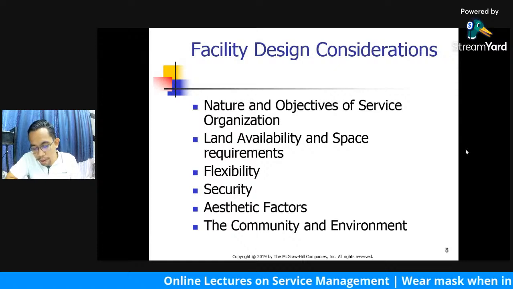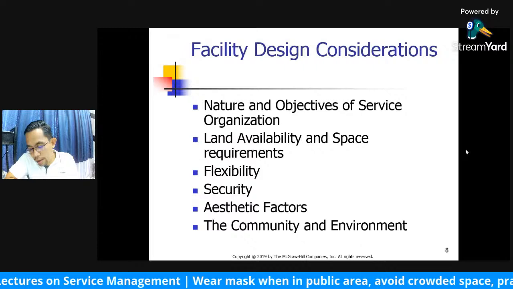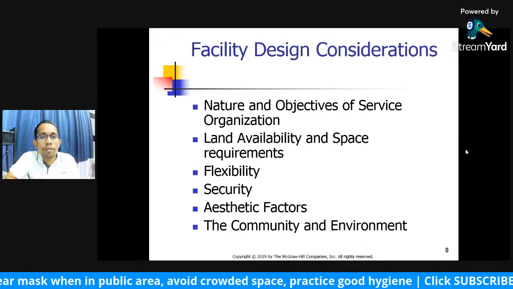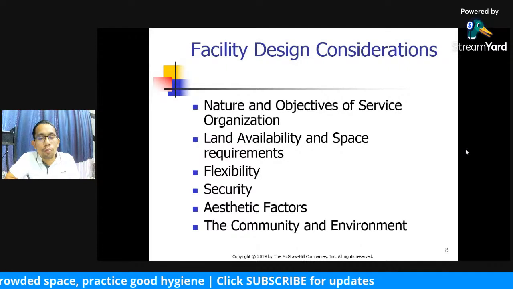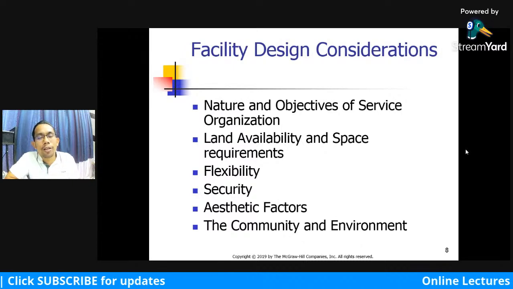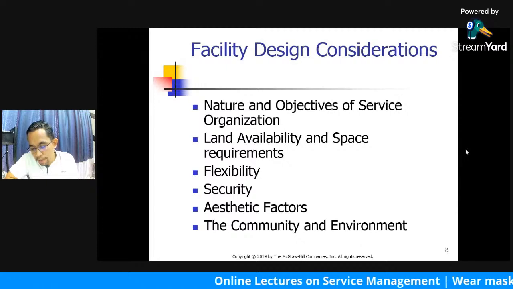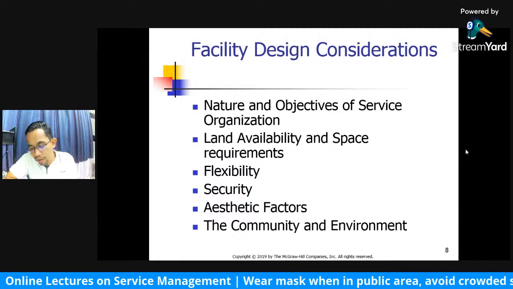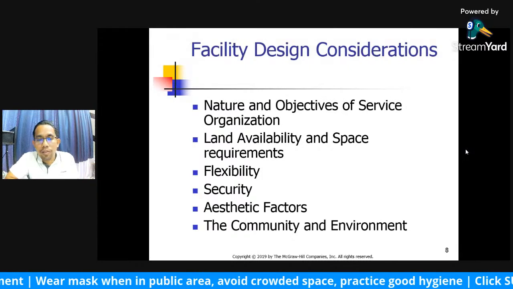For example, a fire station must have a structure that's large enough to house their vehicles. We cannot design a fire station with a small garage that cannot accommodate a very huge fire truck. And also the physician's office comes in many shapes and sizes, but must also offer some degree of privacy.